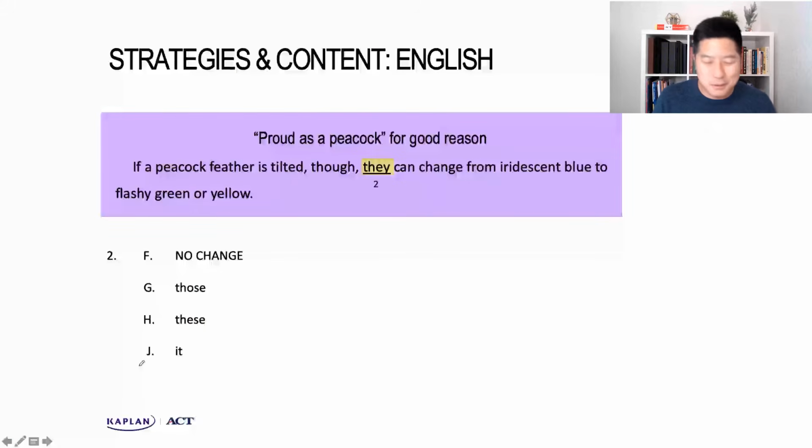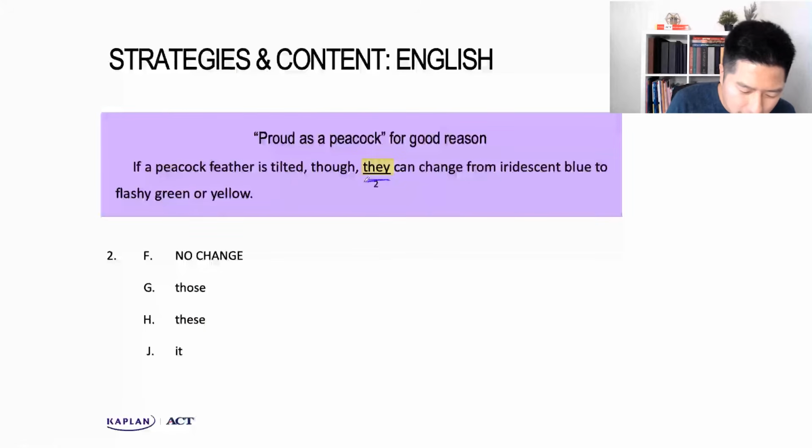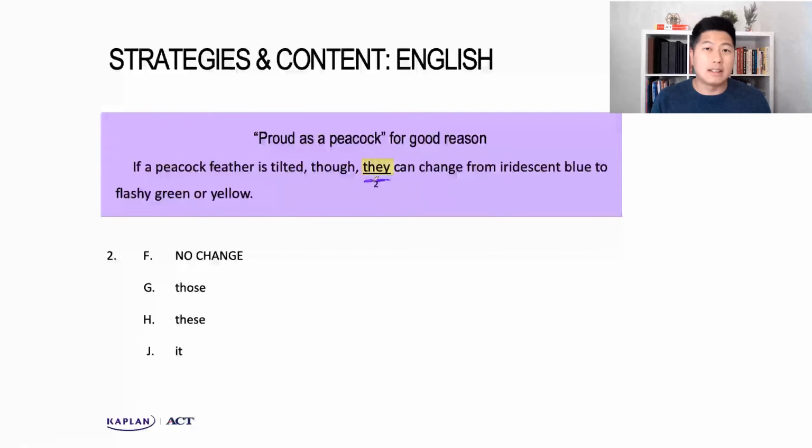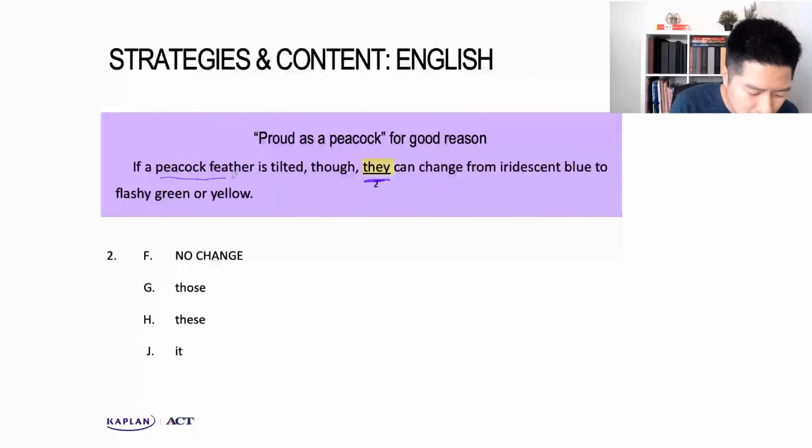In this question, we had a pronoun underlined. When you have a pronoun underlined, the first thing you want to check for is to see if it agrees with the noun that it's replacing. So what can change in this sentence? Well, that's the peacock feather.